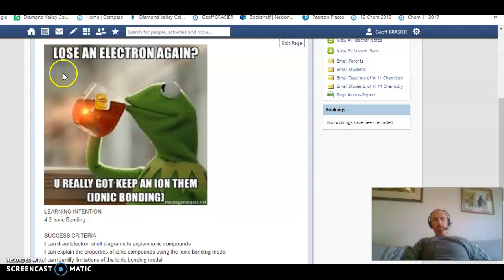So today's lesson is about ionic bonding, chapter 4. By the end of it, want to be able to draw electron shell diagrams to explain ionic compounds, and to be able to explain the properties of ionic compounds using the ionic bonding model.